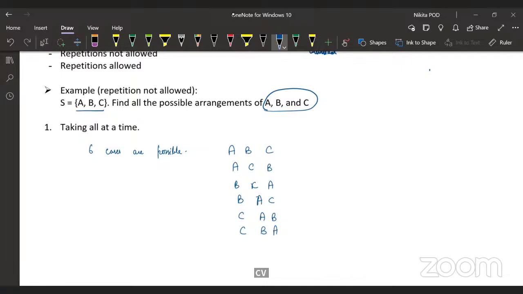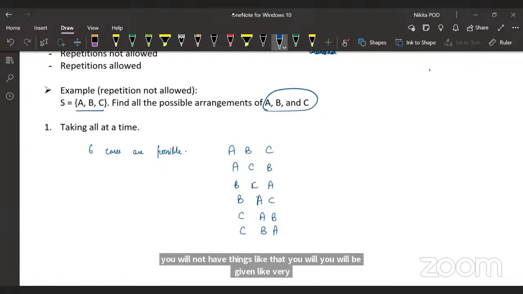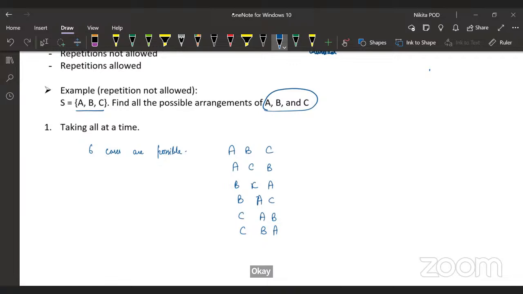Okay. Right. So these things are quite simple. Given such a small example, it's very easy to find how many ways you can arrange it. But in general, when you solve problems, you will not have things like that. You will be given very big numbers, and in that case you'll have to understand what you have to use, whether order matters here or not. You have to consider all these cases, right? So this was a very short example.